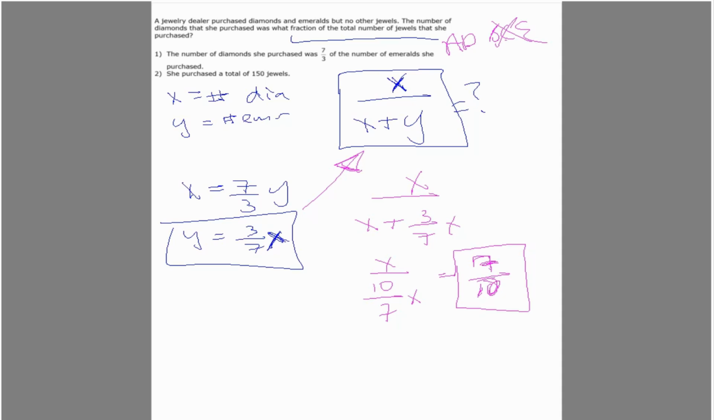Well, clearly that doesn't do anything for us here. But the trap would be to assume that we need both 1 and 2 together. A lot of students will choose C for this question, when in reality the answer is A. So we didn't need to know she purchased a total of 150 jewels, because in statement 1, we had the relative relationship between X and Y, and we were able to sub that in.